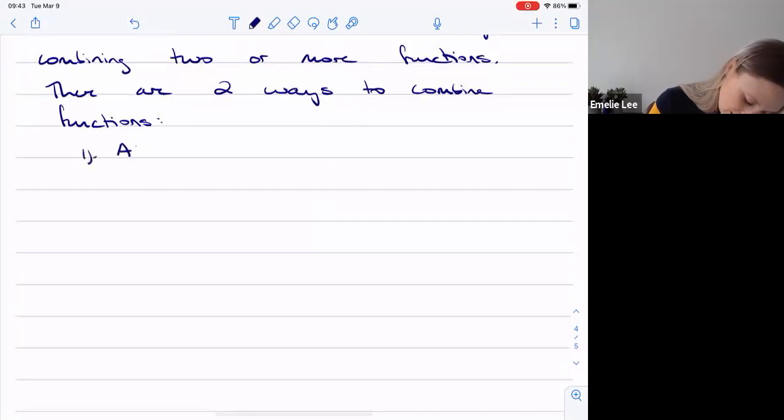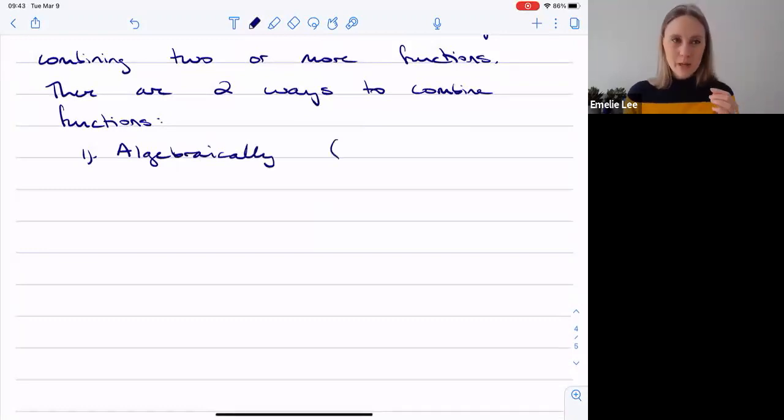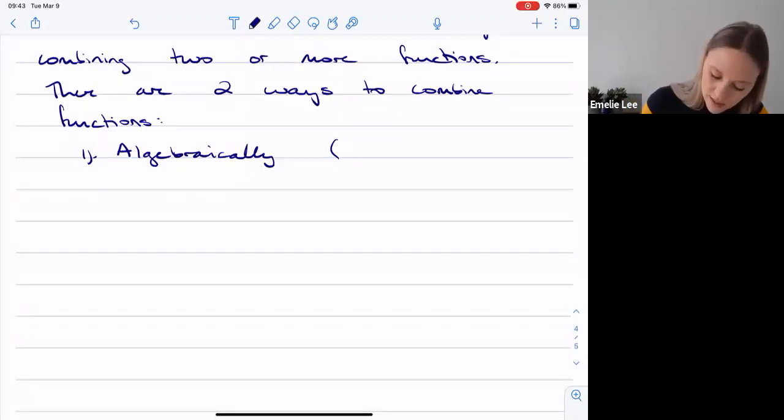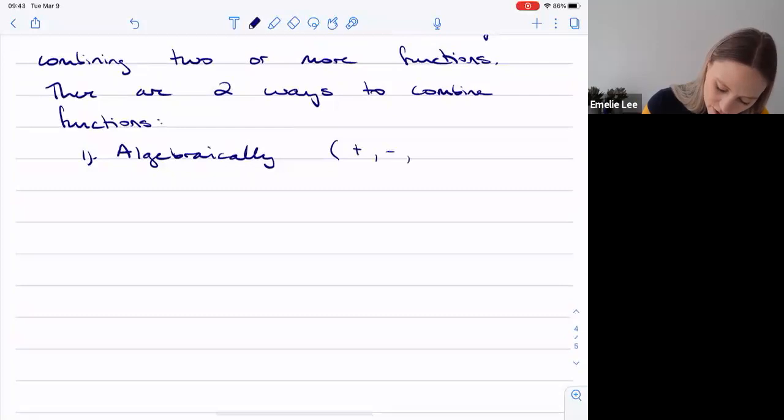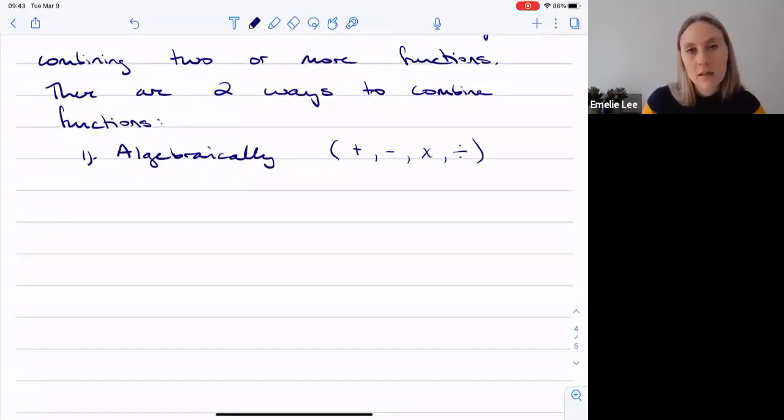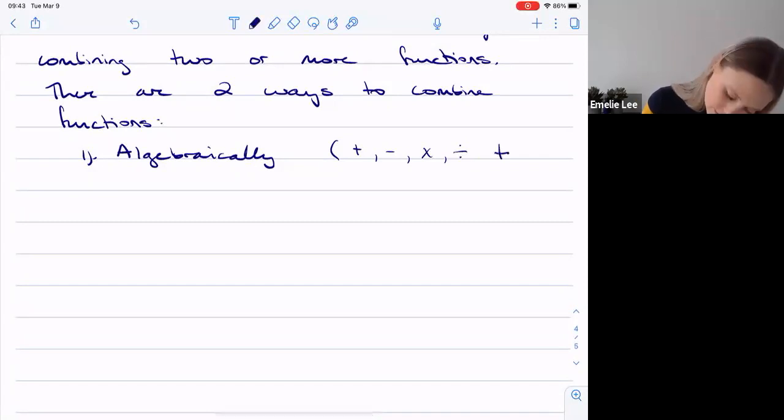First one is algebraically. Algebra is just adding, subtracting, multiplication, division, that kind of fun stuff, right? So we can add, subtract, multiply, divide two or more functions.